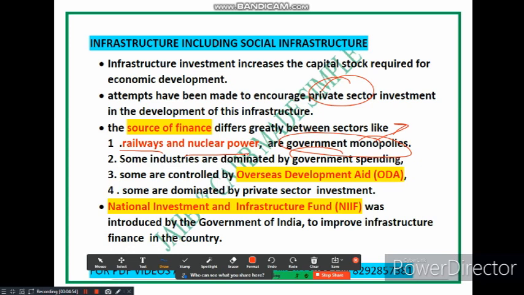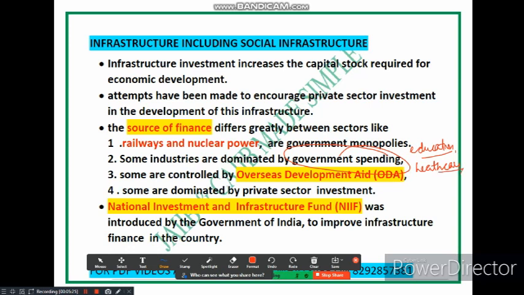Next is government spending. You can see the next point is regarding government spending. What does it mean? Basically, in other sectors the government plays a dominant role in funding. For example, the government may allocate a significant portion of its budget to invest in education, right? So investing in education, investing in healthcare, or public housing projects. So this is government spending domination.